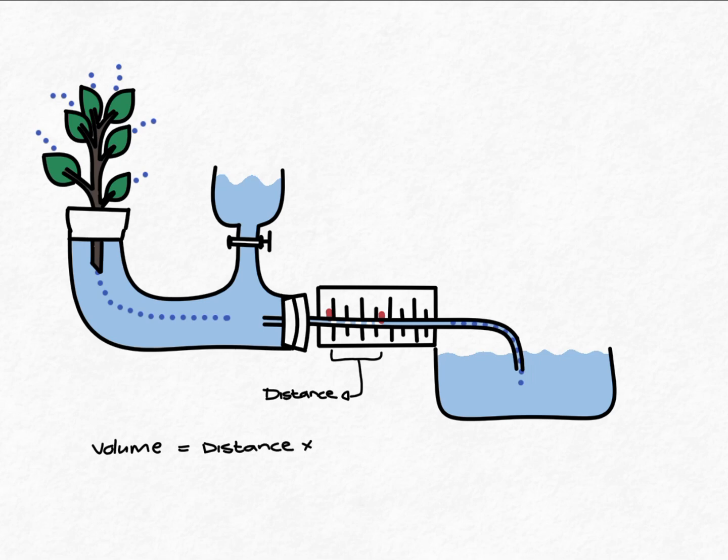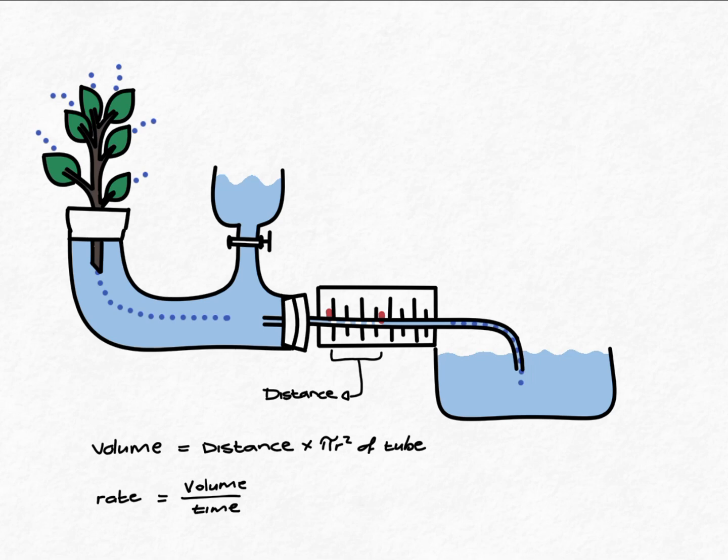So we can calculate the volume by saying distance multiplied by the surface area of the capillary tube, which would be pi radius squared of the capillary tube. We're also able to measure the rate at which the plant transpires by taking the volume divided by time. We can then compare the rate to different factors.